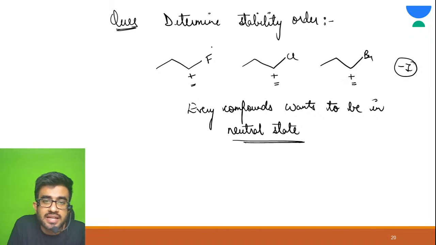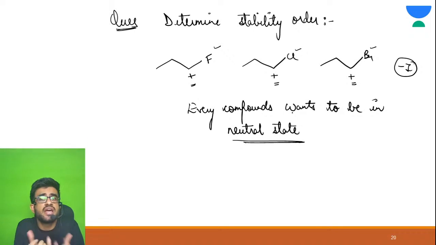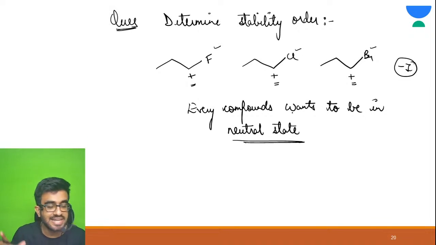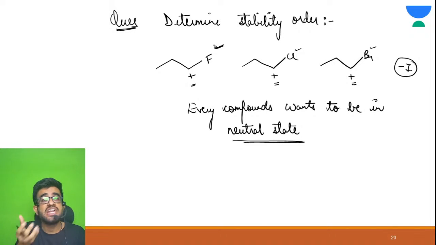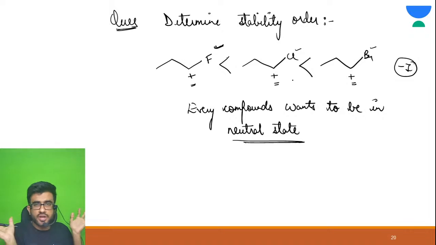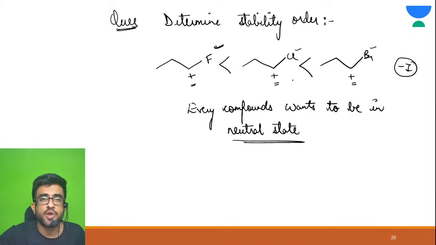So this is fluorine, this is chlorine, this is bromine. All are electron withdrawing. They are withdrawing electrons from the positive charge. That is not good. They will decrease their stability. Fluorine is highly electron withdrawing, it has more electronegativity, so this will decrease your stability more. So this should be your answer, because bromine is not very electronegative, it will not withdraw electrons very much.